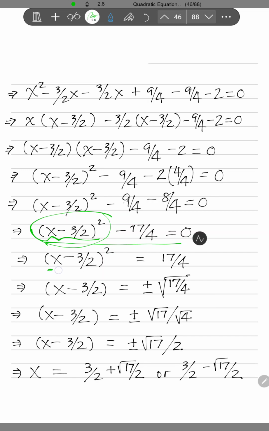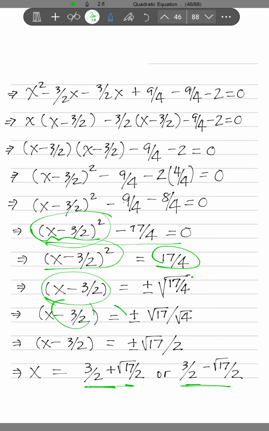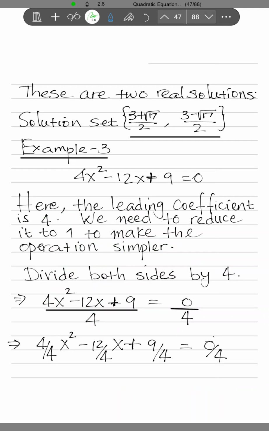Now, x minus 3 over 2, the whole square is equal to 17 over 4. Then x minus 3 over 2 is equal to plus or minus the square root of 17 over 4. Then x is equal to, taking this one to the other side, 3 over 2 plus or minus the square root of 17 over 4. It's not a big deal, but if you think it is, just pause and check each and every step. Now the two solution sets are real solution sets, and these are the ones.